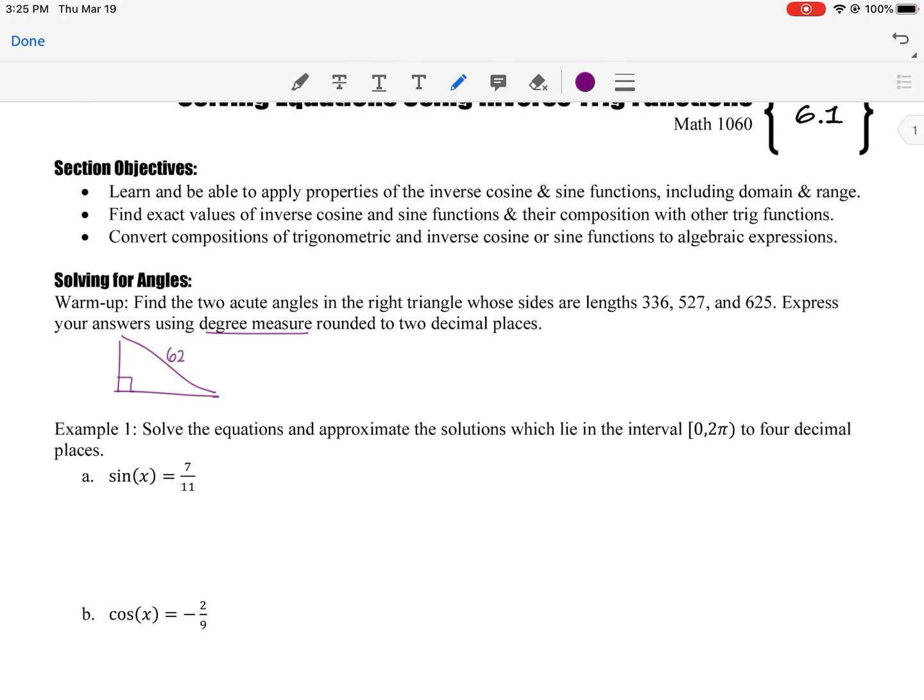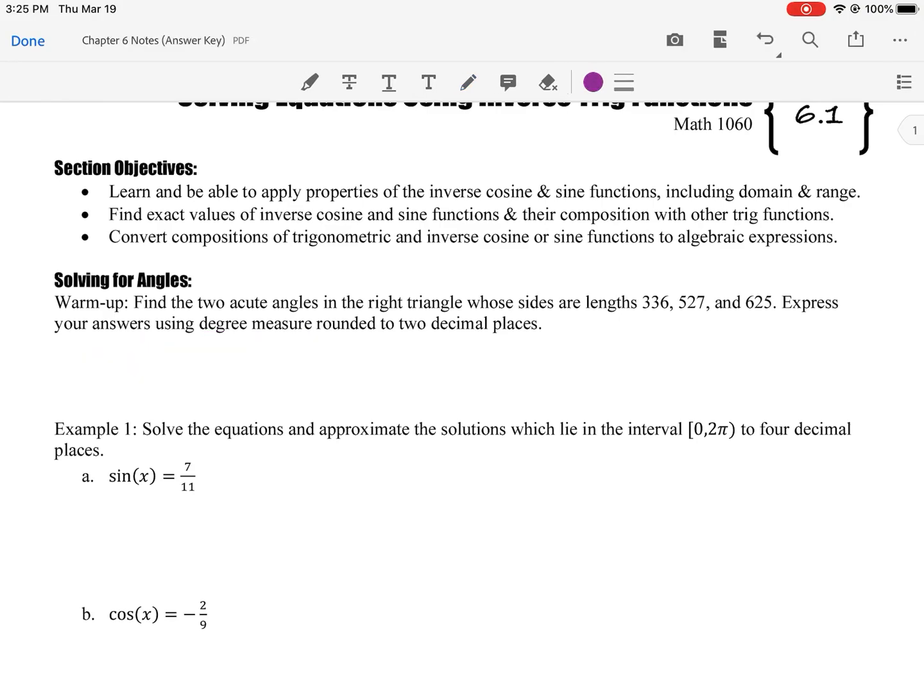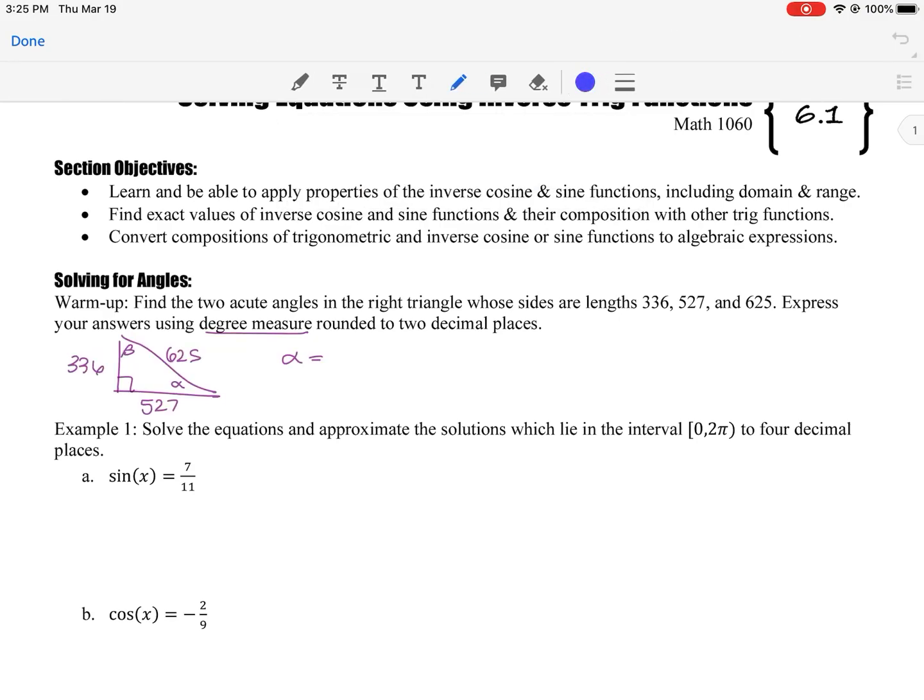And as you think about these side lengths, the longest, the 625, has to be the hypotenuse, and then the other two are the side lengths. So I'm going to call this in the lower left alpha, the upper top beta. If you wanted to find alpha, it really doesn't matter which two sides you used. So for example, I could label the closest side, that this is the adjacent, and the other closest side is the hypotenuse.